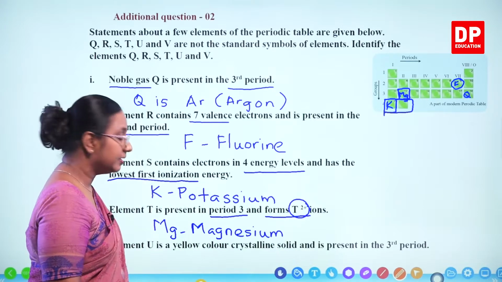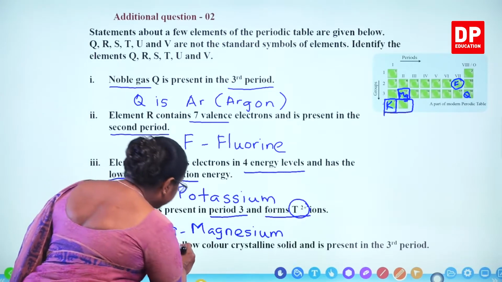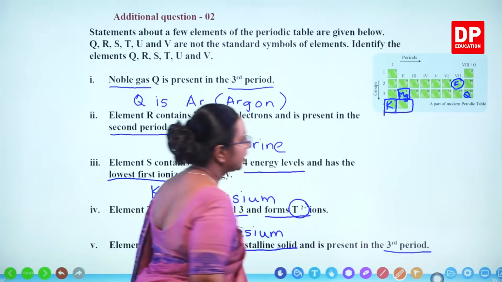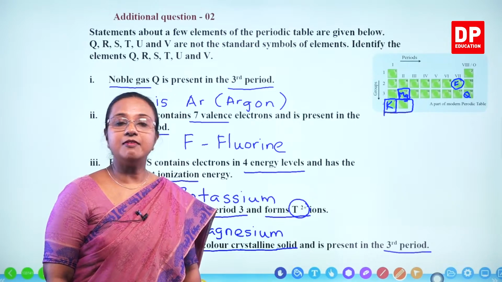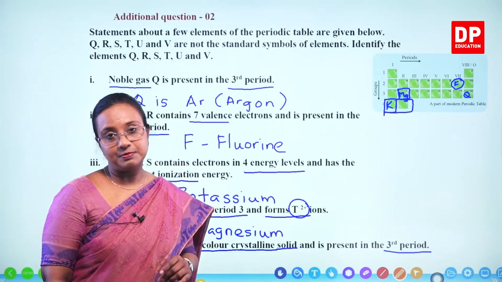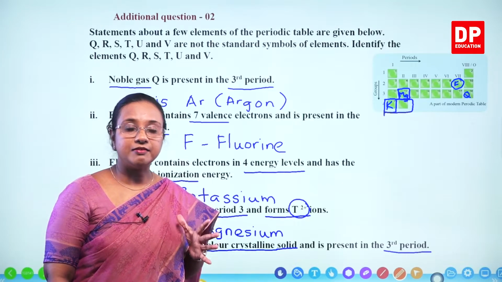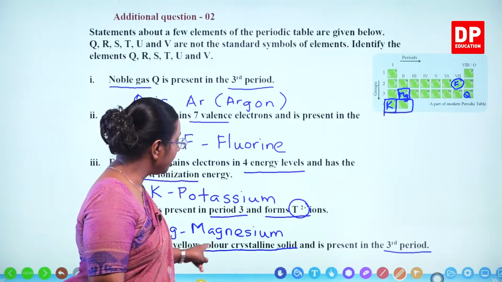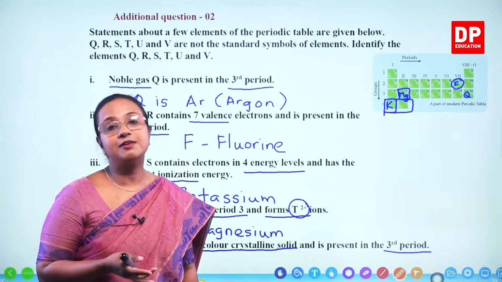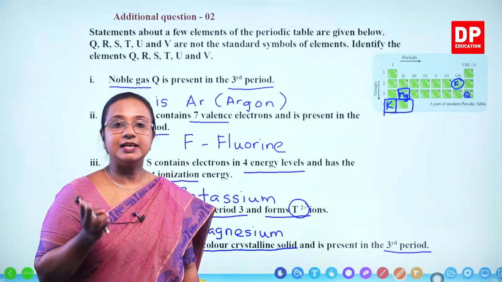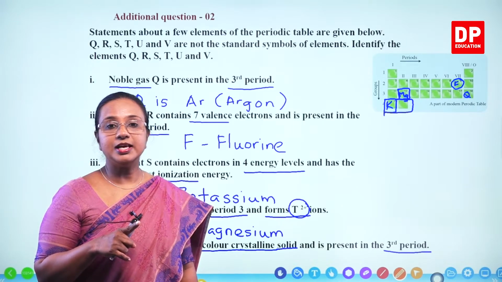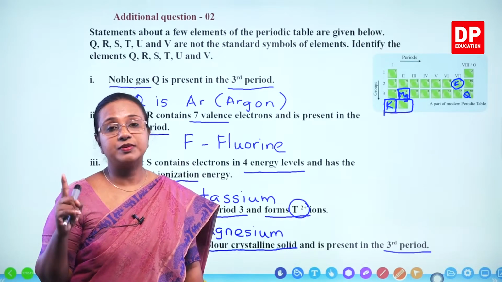Then we have element U. Element U is a yellow color crystalline solid present in the third period. If you take the third period, we have discussed some metals and non-metals belonging to the first 20 elements. And out of that, what has a yellow color crystalline nature? It is sulfur. Sulfur is a non-metal that exists in allotropic forms. There are two forms. One is the yellow color crystalline solid. The other one is the white color amorphous powder.